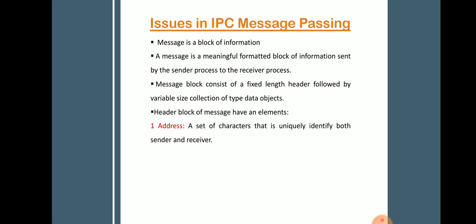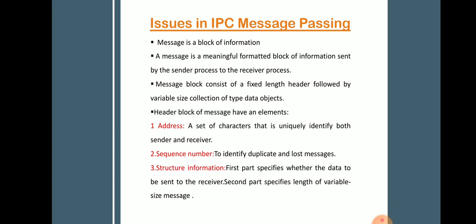Now what is a sequence number? This identifies duplicates or the loss of messages in case of system failures. Then the third one is structure information. It may have two parts. These parts specify whether the data is to be included within the message, or the message only contains a pointer to the data. The second part gives the length of the variable-size message.